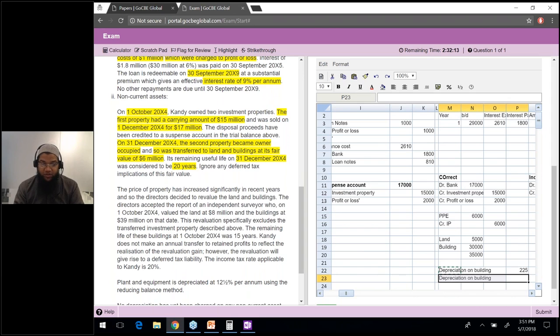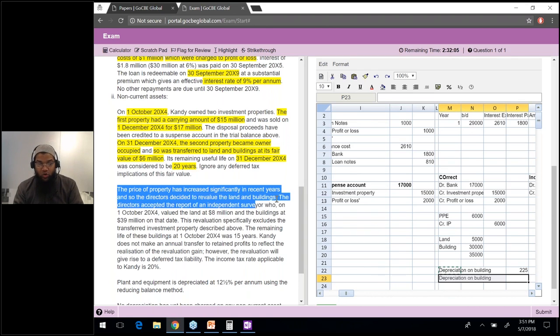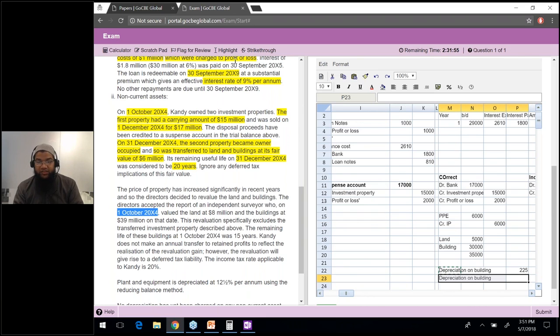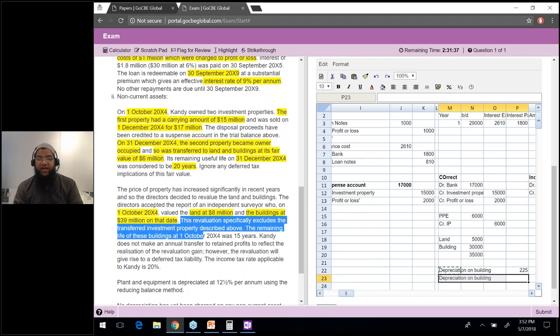So let's read the question further. It says that the price of the property has increased significantly in recent years, and so the directors decided to revalue the land and building. The directors accepted the report of an independent surveyor who, on 1st October 2024, at the start of the year, valued the land at $8 million and the building at $39 million on that date. So we actually need to revalue the property, plant and equipment. This revaluation specifically excludes the transferred investment property described above.